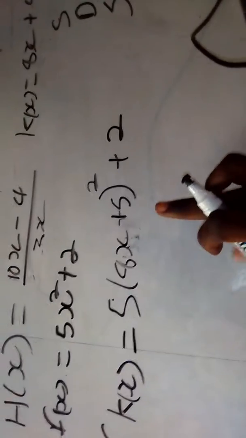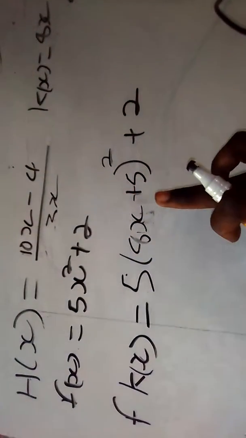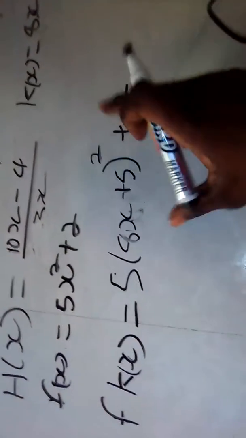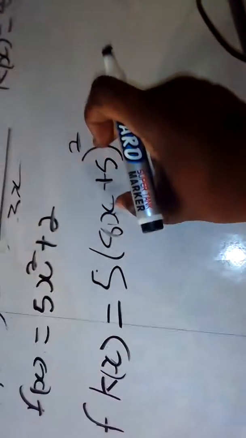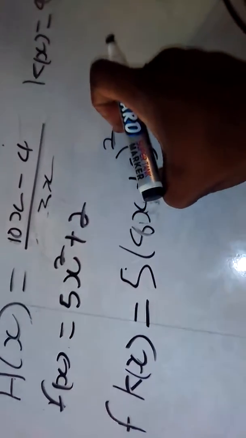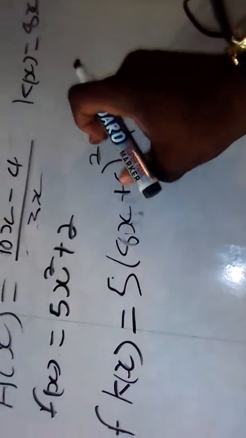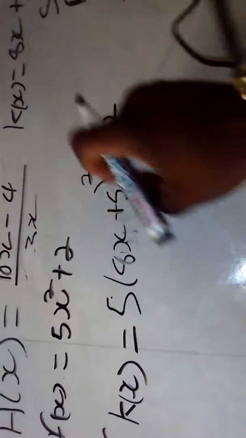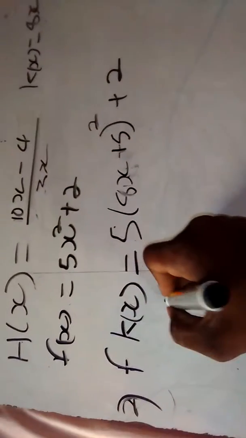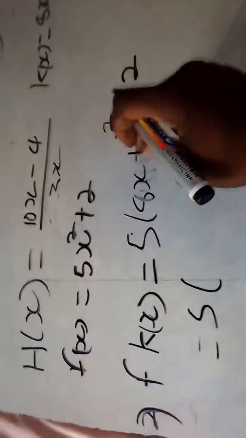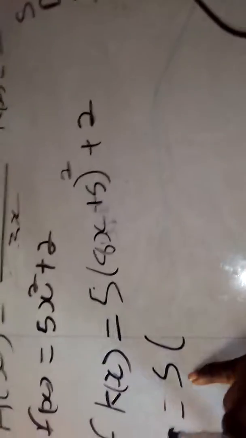But no. There's a rule in math where you always deal with the bracket first. So ignore the 5 here for now, and you need to expand the bracket, which is 8x plus 5, squared. Let me make some space. I write the 5 first, and I'll show you when we're done.